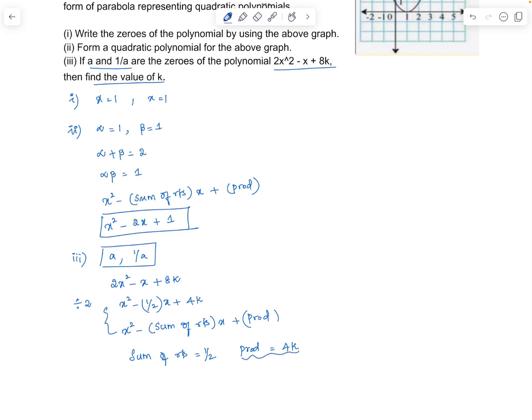Let's take this case of product of roots. a into 1 by a is equal to 4k. 4k is equal to 1 and k is equal to 1 upon 4. So this is the value of k.